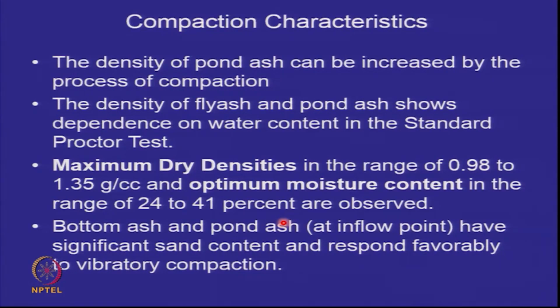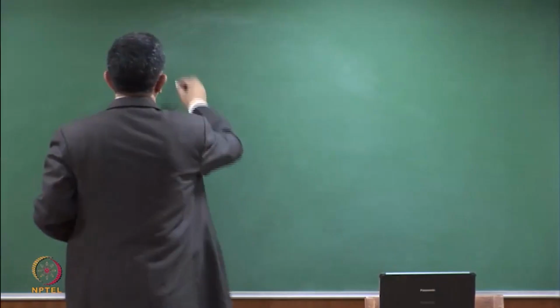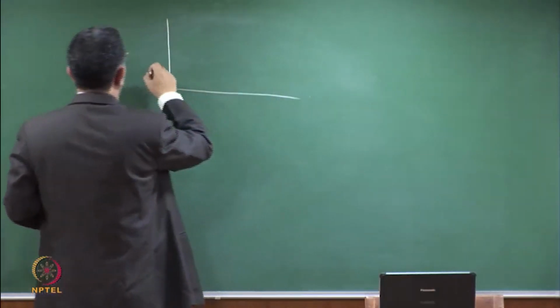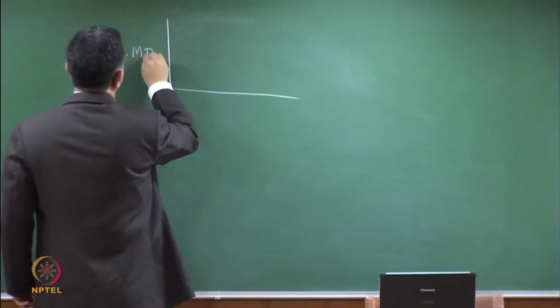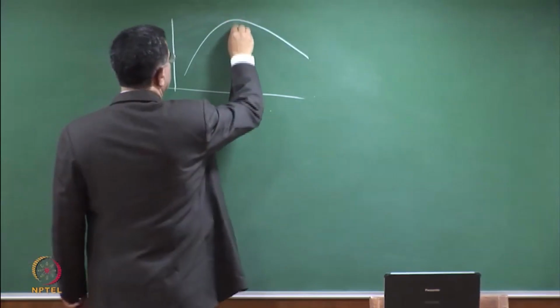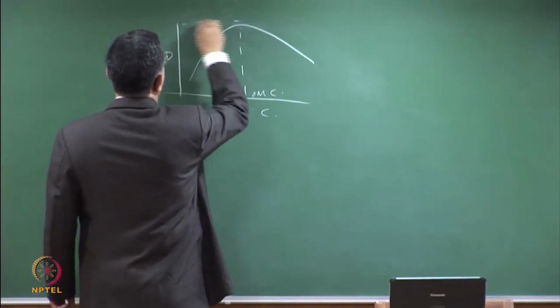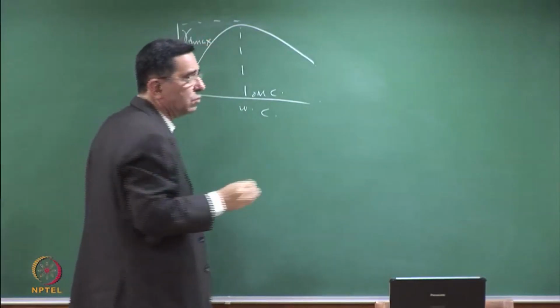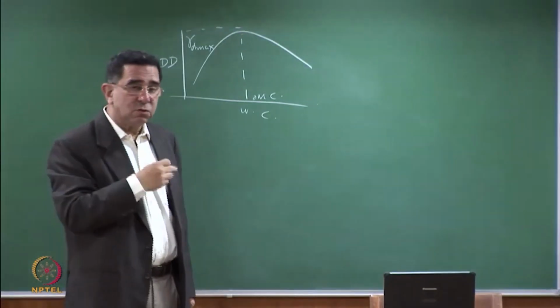Can we densify the ash like soil? That's the next question. So yes, you can densify pond ash by the process of compaction, and just like if you perform a standard Proctor test, the density of fly ash and pond ash does show dependence on water content, right? So just to quickly recollect, if I have fine grained soil and I compact it in the standard Proctor test and I plot maximum dry density with water content, I get this behavior, right? And I'll get OMC and gamma d max. And this is what we use for compaction of soil in the field. But this is true for fine grained soils.